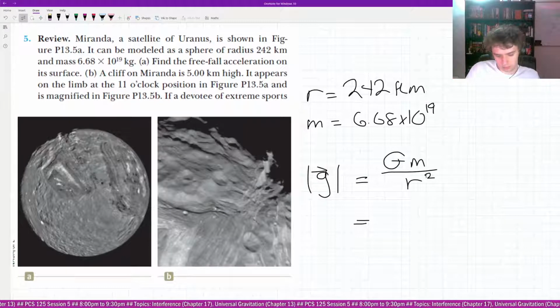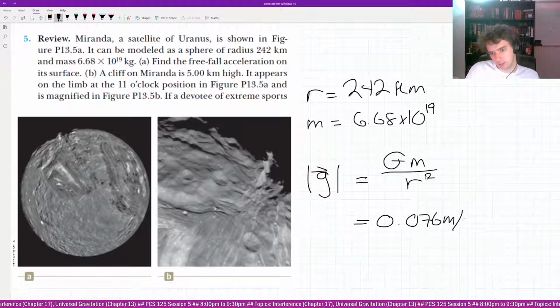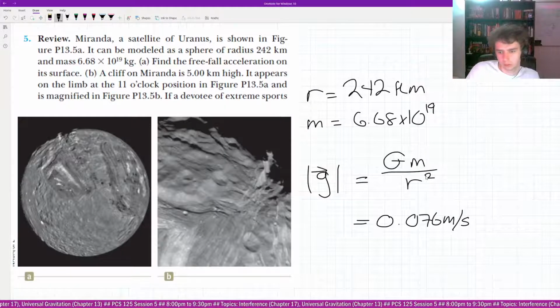So 6.67 times 10 to the negative 11 times 6.68 times 10 to the 19 over, what was it, 242 kilometers, so 242,000 meters, squared. I didn't square the denominator. So I got 0.076 meters per second squared.